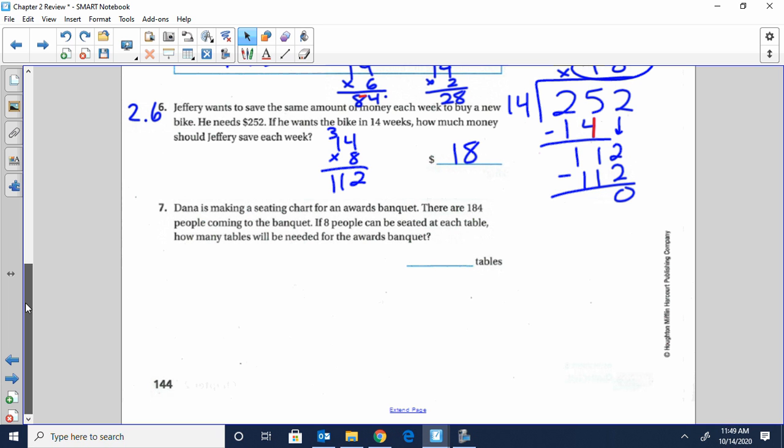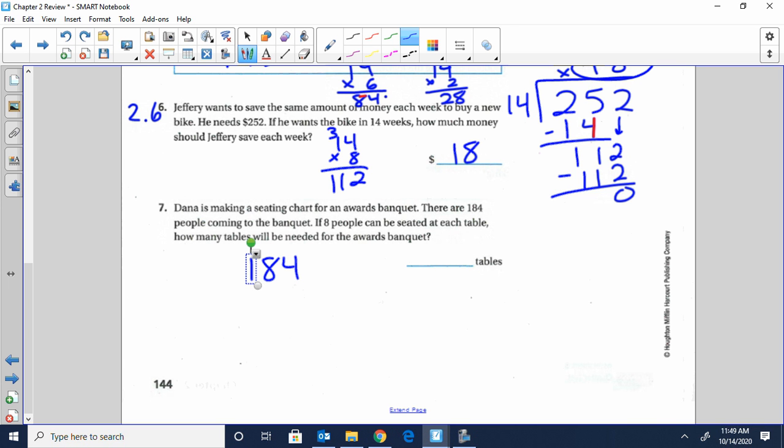Question number 7. Question number 7 is Dana is making a seating chart for an awards banquet. There are 184 people coming to the banquet. If 8 people can be seated at each table, how many tables will be needed for the awards banquet? So 184 people, and we're dividing them into groups of 8.